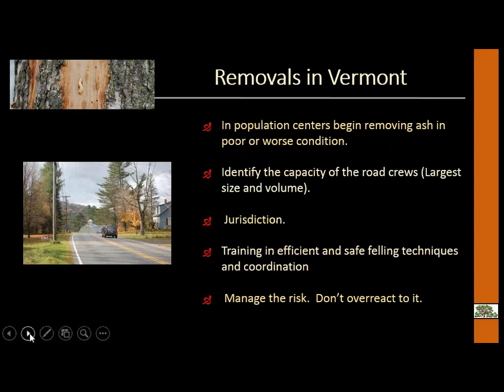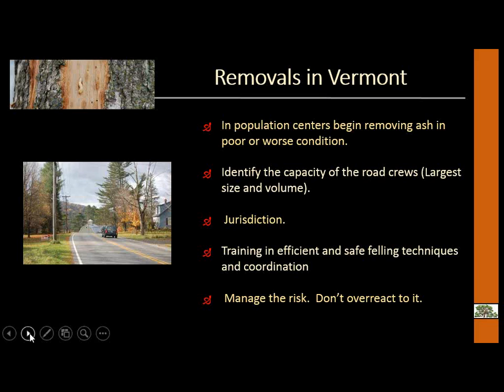Removals. In population centers, begin removing ash in poor or worse condition. Identify the capacity of the road crews. What's the largest size the road crew can take out and the volume they can deal with. Jurisdiction. This is State Route 12 in the image. Partner with other agencies to deal with ash that may affect your roads, but are technically managed by another agency. So working with the AOT and the county on mutual projects to eliminate dead or dying ash trees. Training in efficient and safe felling techniques and coordination. So increasing staff capacity to deal with the trees out there.